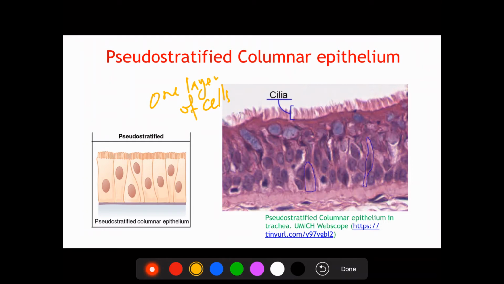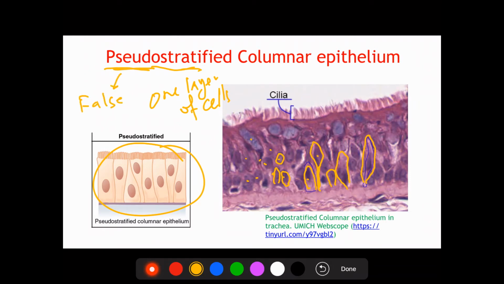Just one layer of cells. And their appearance is due to their nuclei being located at different levels. So this is, for example, one cell here. This is one cell. This is another cell. You see, what's happening is that the nuclei are located at several levels, and that's why it appears as stratified. But in reality, it's not stratified. That's why they called it pseudo-stratified. Pseudo is like false. So this is falsely stratified columnar epithelium.